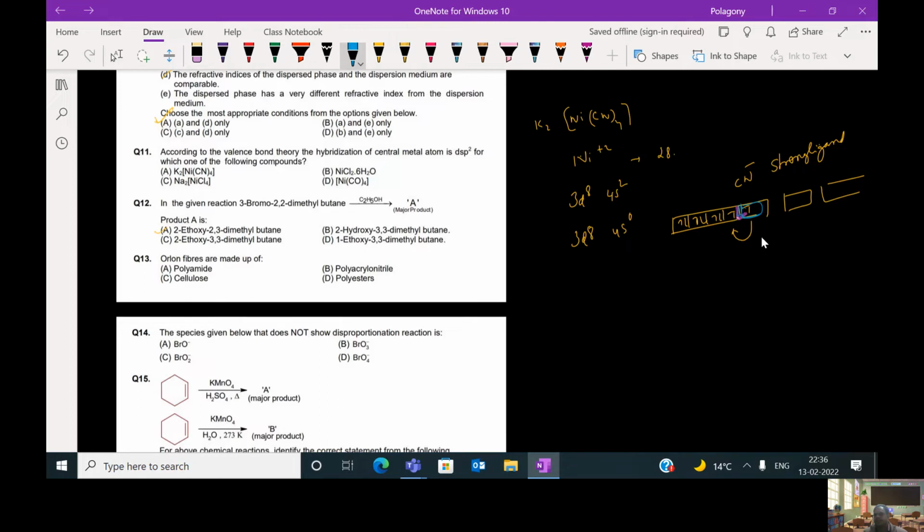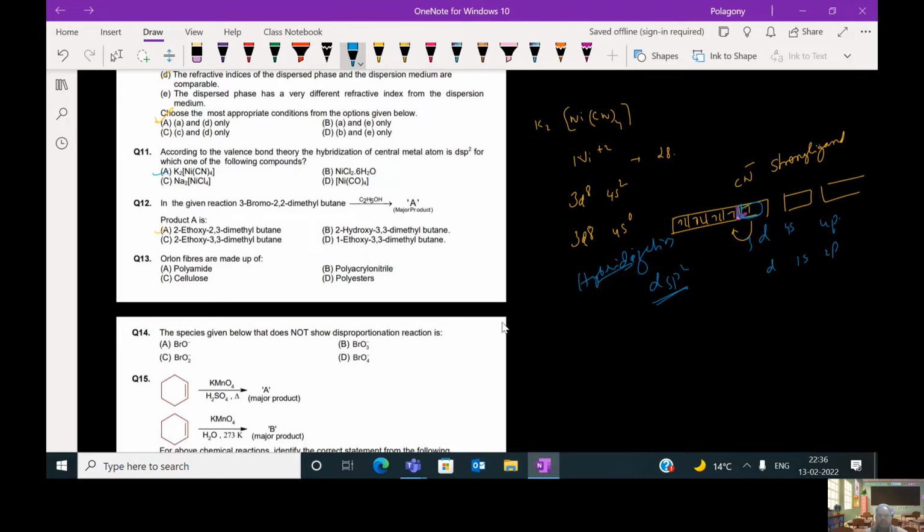So the d orbital is empty. Here is the 4s orbital and 3d, and the 4p orbital is empty. So 2 p orbitals, 1 s orbital, 1 d orbital. Then we can write dsp2 hybridization. It undergoes dsp2 hybridization, and we get square planar. So this is option A.